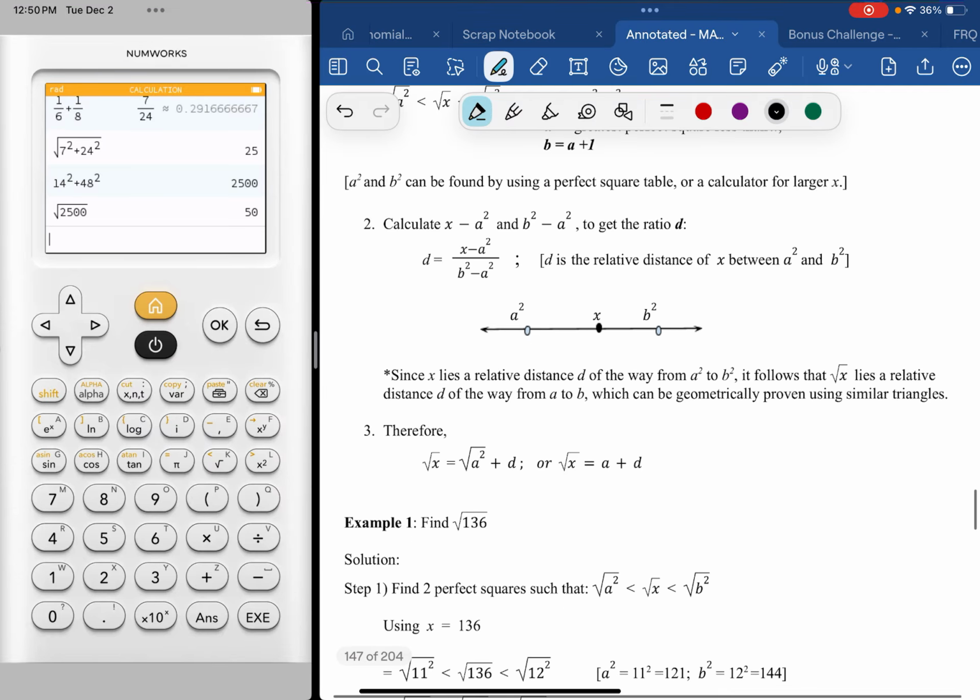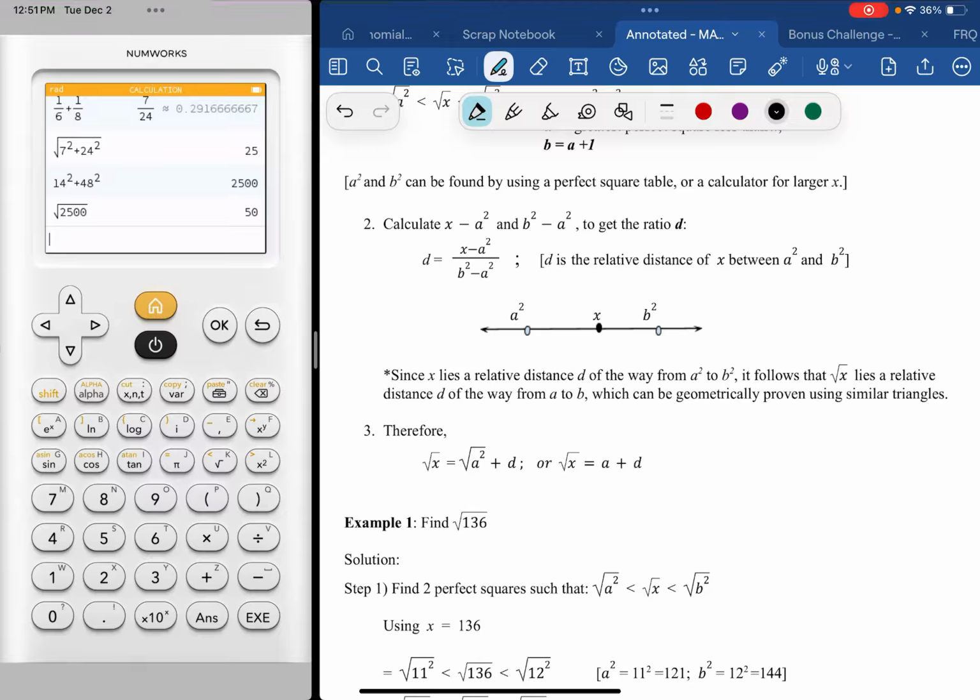Since x lies a relative distance d away from a squared to b squared, it follows that radical x lies a relative distance d of the way from a to b, which can be geometrically proven using similar triangles. Okay, so therefore we would say radical x is equal to the square root of a squared plus d, or another way of saying it would be radical x is approximately equal to a plus d.